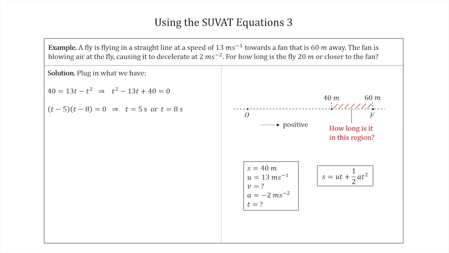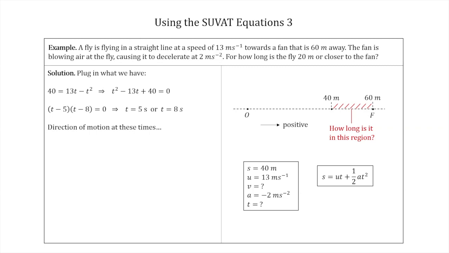So that means that it's going to pass the 40 meter mark at one point, and then eventually when it stops and starts moving backwards, it'll pass it again on the way back. So we hope that that's what these two times are. And if so, then probably we've found our answer, because if it passes into this red region at 5 seconds and then exits again at 8 seconds, in total that's 3 seconds it spent within the red region. 8 minus 5 is 3. But let's check this with some extra information.